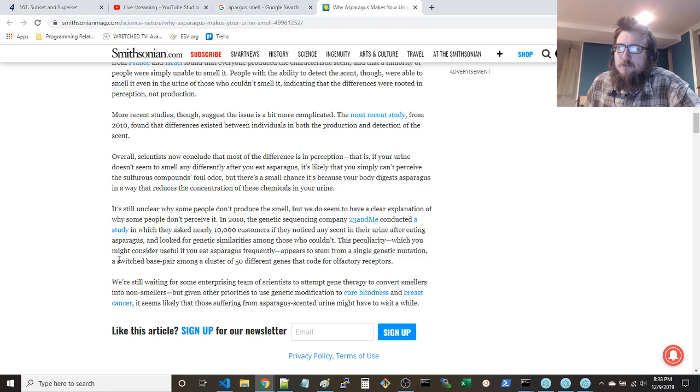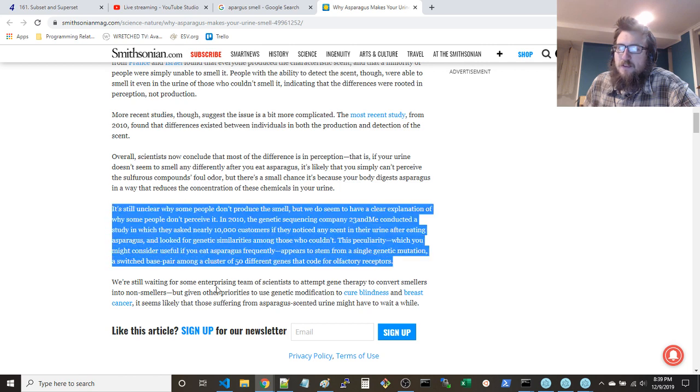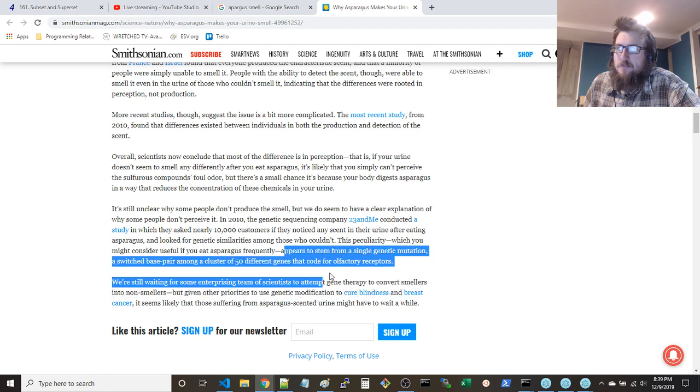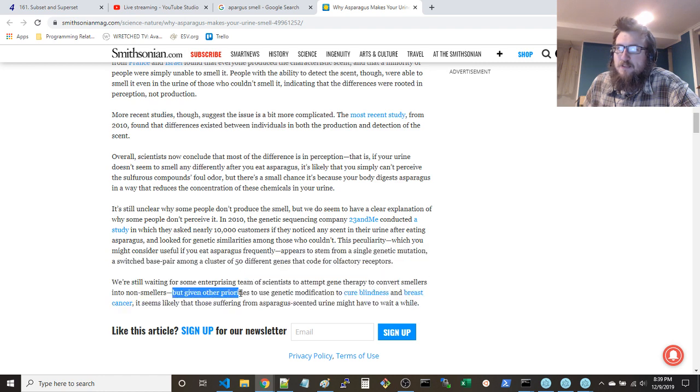Single genetic mutation. Switched base pair among a cluster of 50 different genes that code for olfactory receptors. Still waiting for some enterprising team of scientists to have gene therapy to convert smellers into non-smellers. Cure blindness and breast cancer.